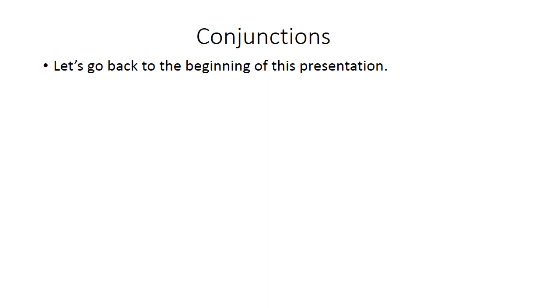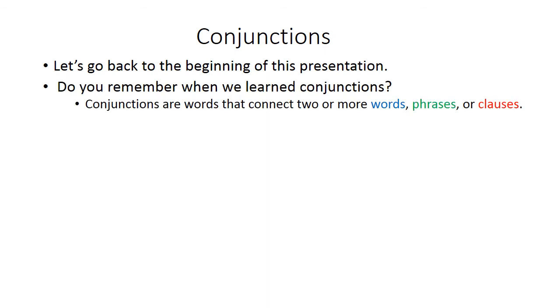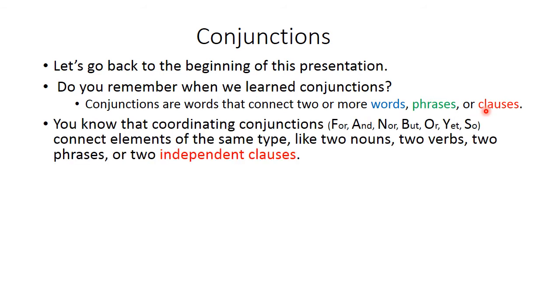All right, this brings us to conjunctions. When we first started this presentation, I said, remember that when we learned conjunctions, conjunctions are words that connect two or more words, phrases, or clauses, okay? So you know that coordinating conjunctions connect two or more elements of the same type. So for, and, nor, but, or, yet, and so are the coordinating conjunctions that will connect two nouns together, or two verbs together, or two phrases, or two independent clauses.